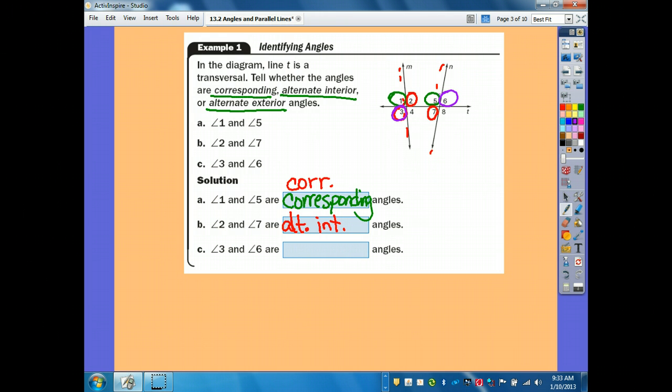No. Good answer. Alternate interior or alternate exterior? Exterior. Ooh, nice. Because they are on the outsides of these two lines, and they alternate, one on each side of the transversal. They are alternate exterior angles. Questions?